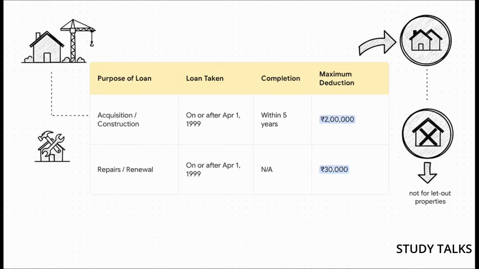Okay, let's break down these limits. If you took out a loan on or after April 1st, 1999 to actually buy or build your house, the max interest you can claim is 2 lakh rupees. But if that loan was just for repairs or renewals, the limit drops way down to just 30,000 rupees. And remember, for a let-out property, these caps don't apply at all.